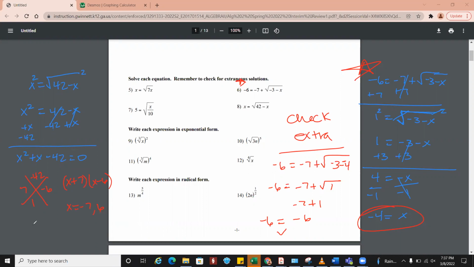But remember, we have to check. Okay, so we're going to have to plug it back in to make sure that it works. I'm going to tell you right now, if you plugged in -7 into this equation, that would be -7 equals a positive square root. That guy's not going to work. So that's an extraneous solution. If we plugged in 6 into this equation, it would work. So your final answer would just be x equals 6. You wouldn't even talk about that -7. Okay.